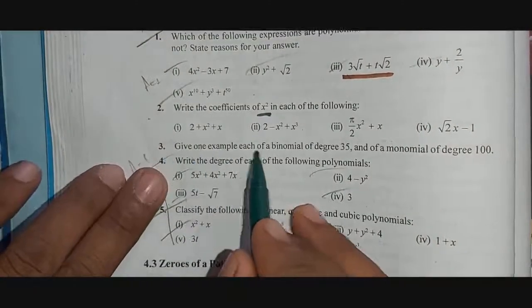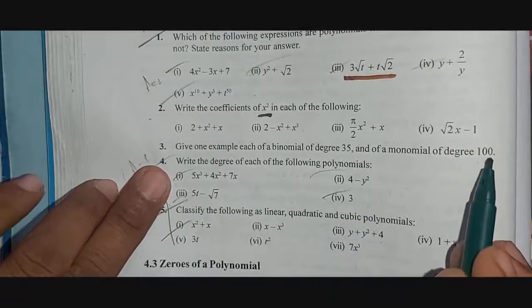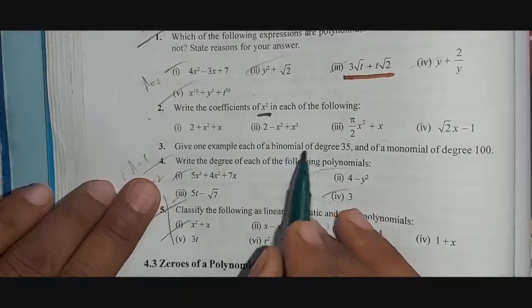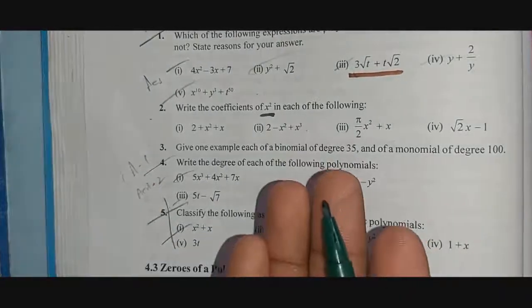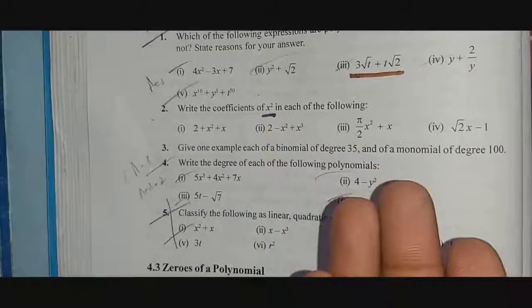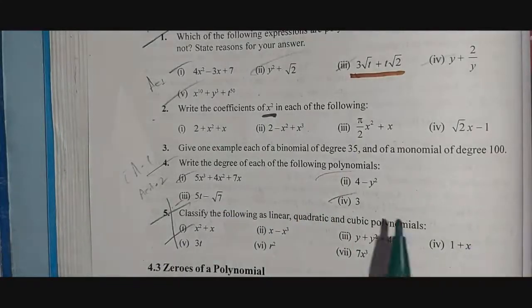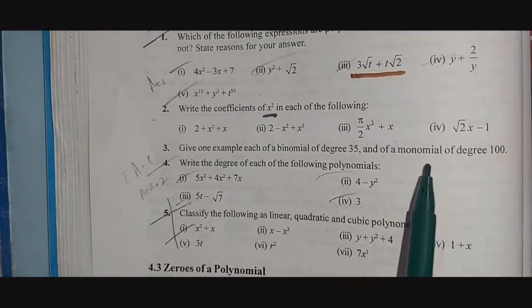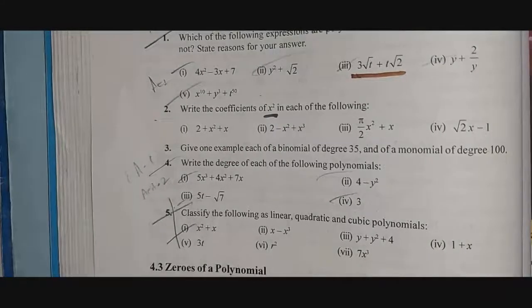Give one example each of a binomial of degree 35 and a monomial of degree 100. Very simple. Binomial of degree 35, the degree has been given. Binomial means how many terms? 2 terms. So it can be written as x to the power of 35 plus x to the power of 34. And a monomial of degree 100 means x to the power of 100. Very easy.